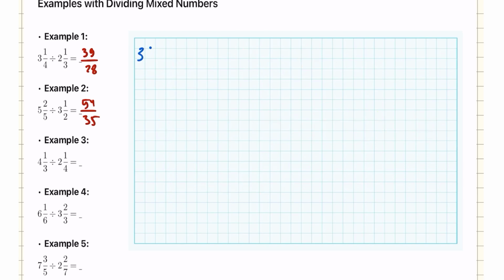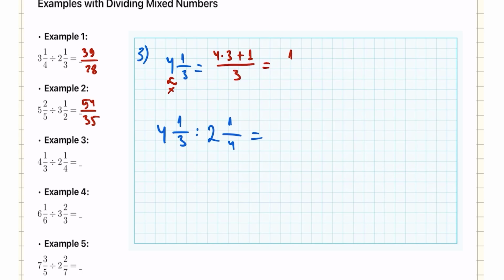Now number 3, we have 4 and 1 over 3 divided by 2 and 1 over 4. We're doing the same thing. First fraction, 4 and 1 over 3 is equal to 3 times 4 plus 1, 4 times 3 plus 1 over 3, which is equal to 13 over 3. Now second one, 2 and 1 over 4 is equal to 4 times 2 plus 1, 2 times 4 plus 1 over 4, which is 9 over 4.